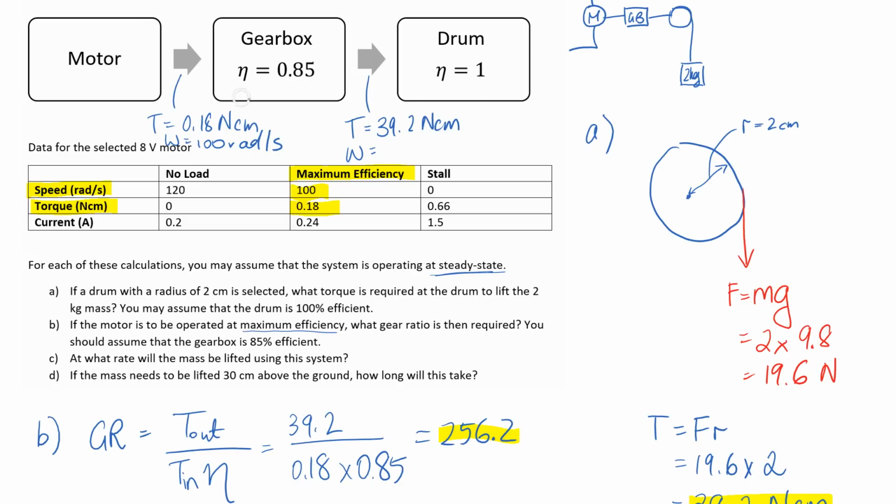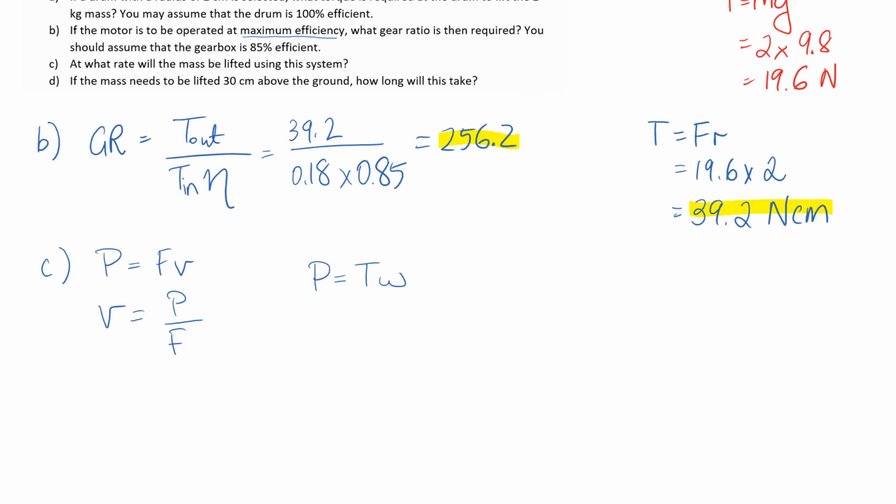Now we know what our gear ratio is, we already solved for that in the previous step. It's 256.2. So actually what we can do is use this gear ratio to figure out what the angular velocity is going out of the gearbox. Once we've got that, we should be able to combine these two together to get the power available at the drum. All right, so let's start off with figuring out what the angular velocity is coming out of the gearbox. So we'll do that as a side step.